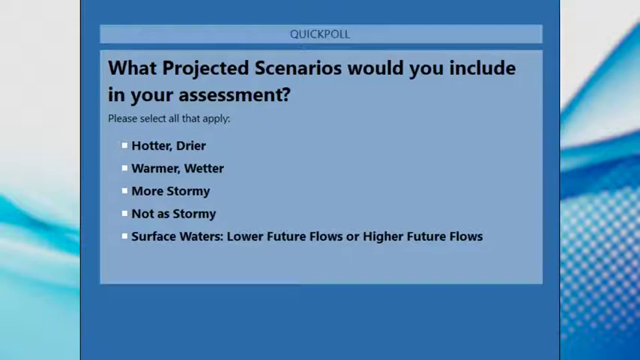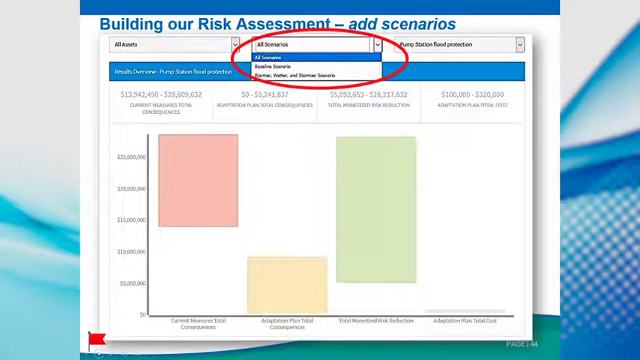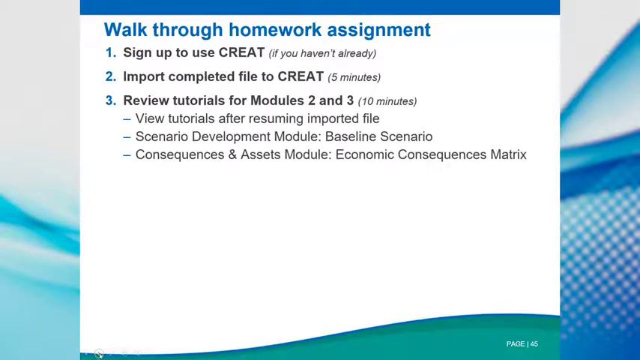All right, Ann, you can go ahead and close it, and we'll take a quick look. Kind of curious to see what this one is. Okay, a lot of more stormies, hotter, drier, also the surface water flows. So great, that's great stuff. So remember, you got to write that stuff down. It will come back, I promise. So that gets us through, I believe, all the poll questions for today. One thing we wanted to show you guys before we finish up for the day is just quickly walk through the homework assignment. So we'll just do that real quick.